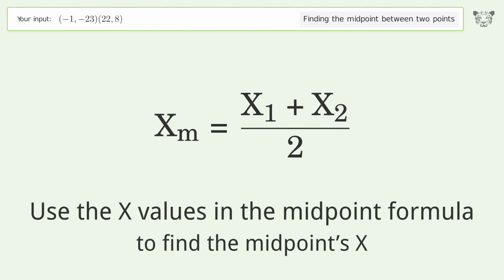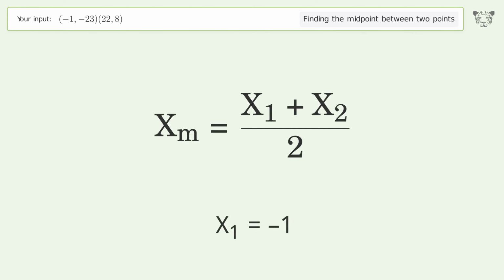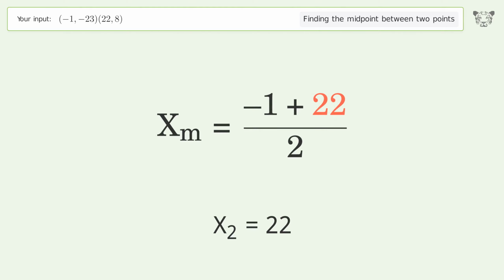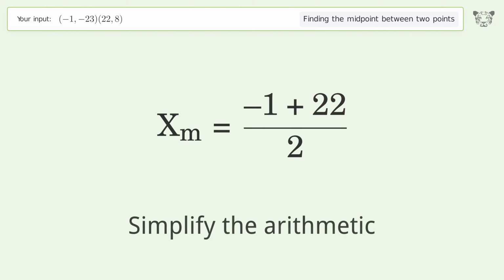Use the x values in the midpoint formula to find the midpoint's x. x1 equals negative 1. x2 equals 22. Simplify the arithmetic.